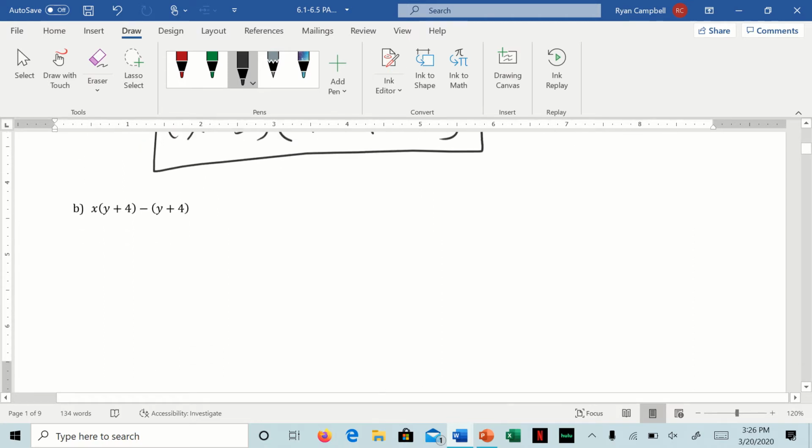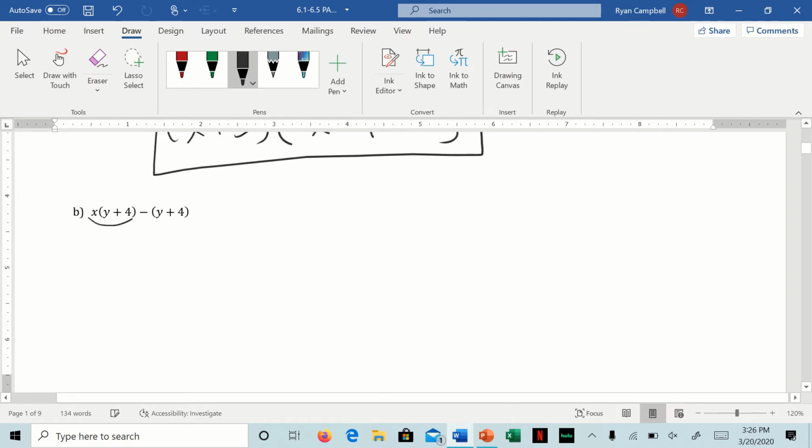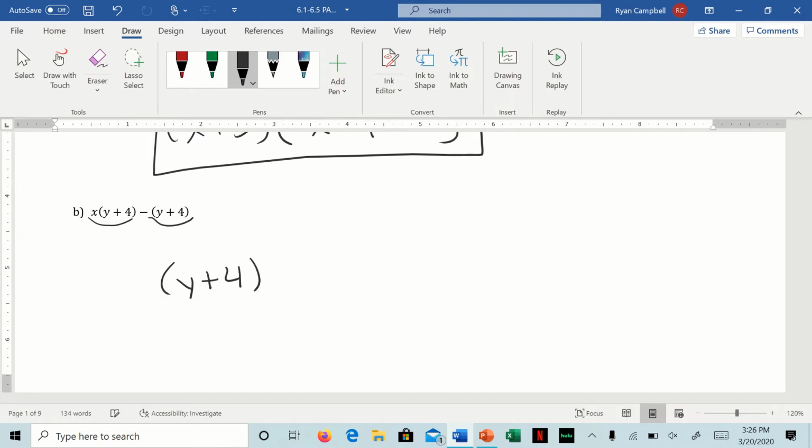Let's do another one. All right, so we got x times y plus 4 minus y plus 4. So what's in common with both of these terms? Hopefully we can see y plus 4 is in common. So a lot of people, when you take that out, are going to say it's times x, and we're done. But obviously, x times y plus 4 is not the same as x times y plus 4 minus something, right? That doesn't make any sense. So you need to take those extra steps, right? So we got to say what times y plus 4 is x times y plus 4. It's that x, like we already said.